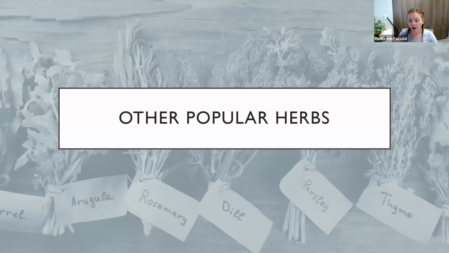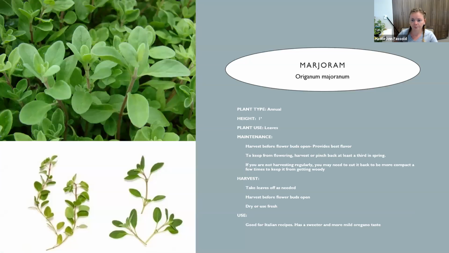And then some other popular ones that people also grow. So there's marjoram, which is similar to oregano. It's just a little bit more of a subtle taste, I've heard. It's in the same family. Never grown it, but it's similar to oregano, but it's an annual as well. You want to harvest the leaves before the flower buds open. Again, we've talked about that with the oils.